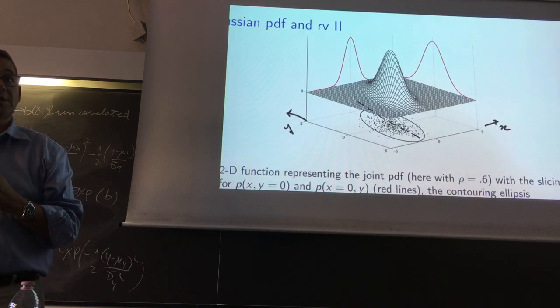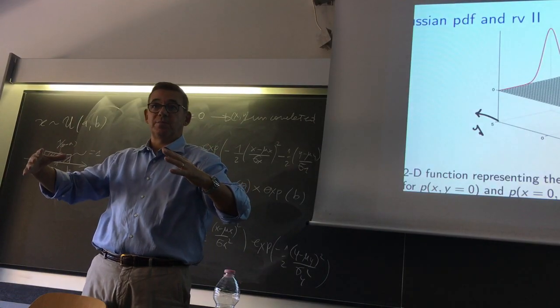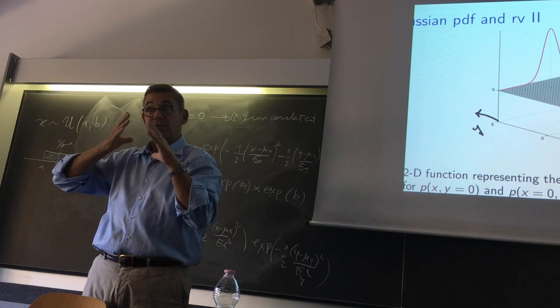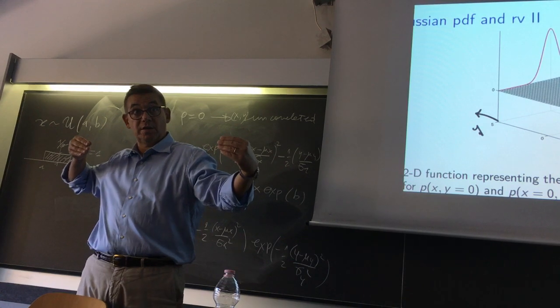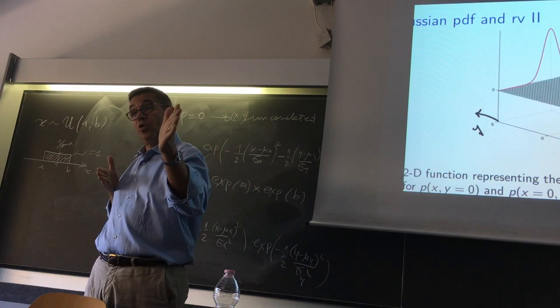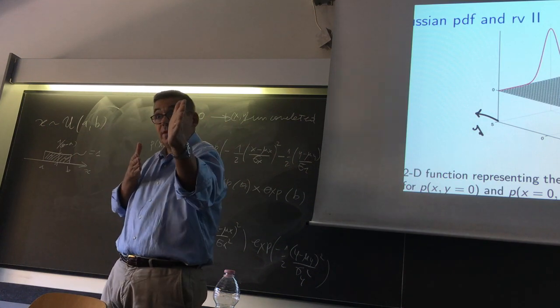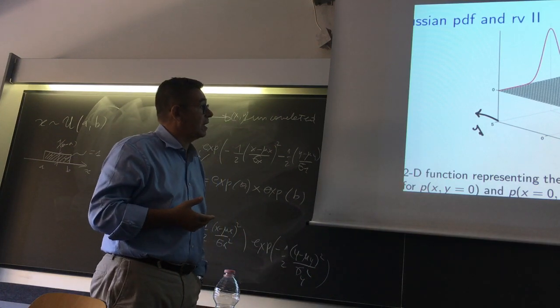Now, if sigma x is equal to sigma y, the bell is perfectly symmetric. If sigma x is much different from sigma y, then the bell is narrow in one direction and broader in the other direction. If rho is changing, the bell is rotating. This is what you can easily check by yourself.